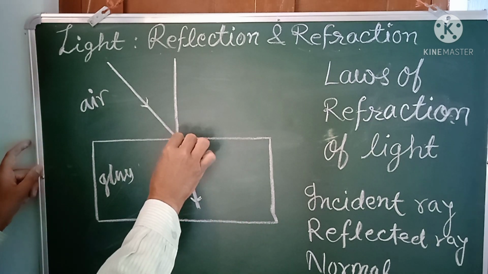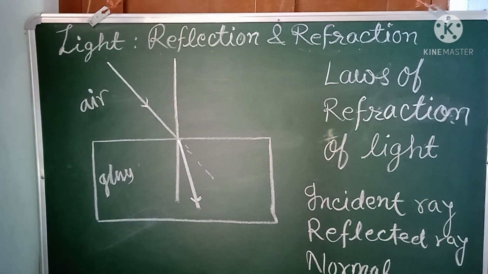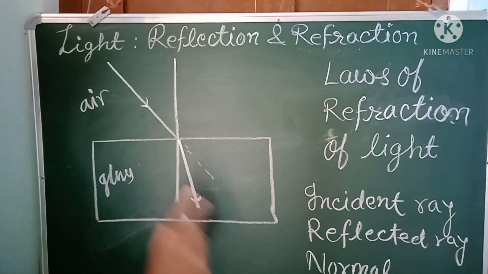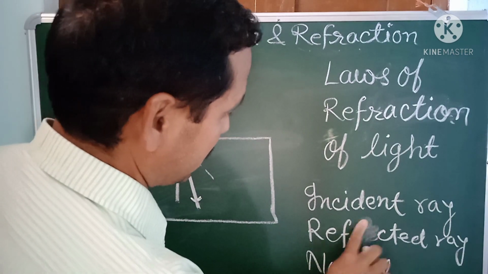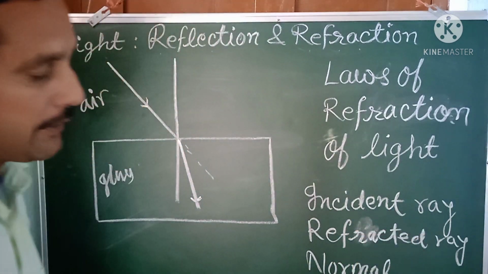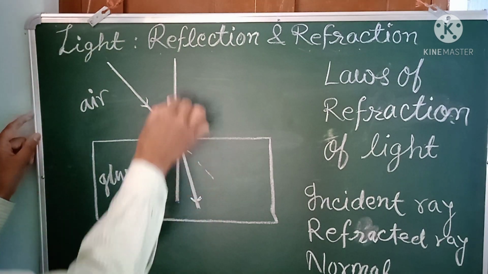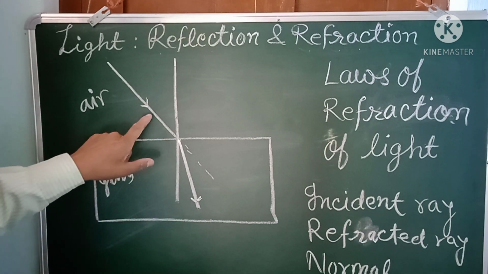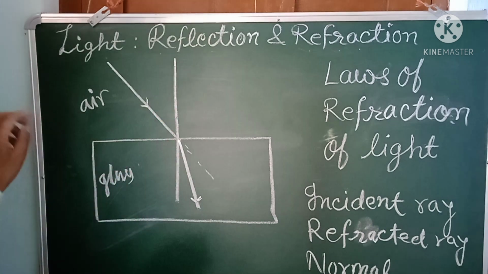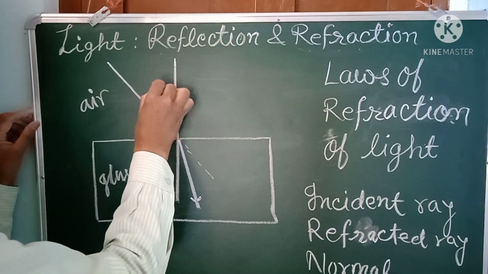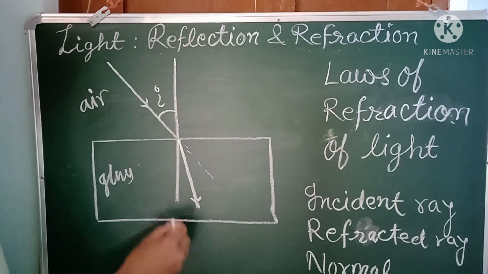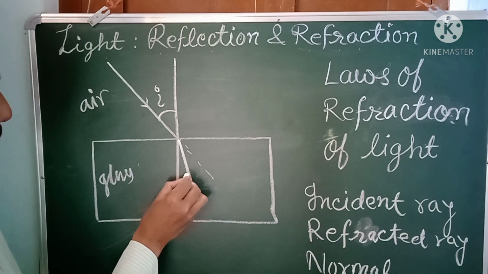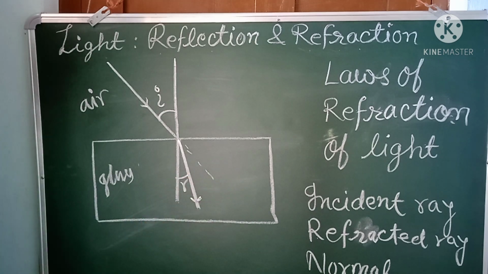The original path of light was in this direction. This is the incident ray and this ray is the refracted ray, and this is the normal. The angle formed between the incident ray and the normal is called the angle of incidence i, and the angle formed between the normal and the refracted ray is called the angle of refraction.